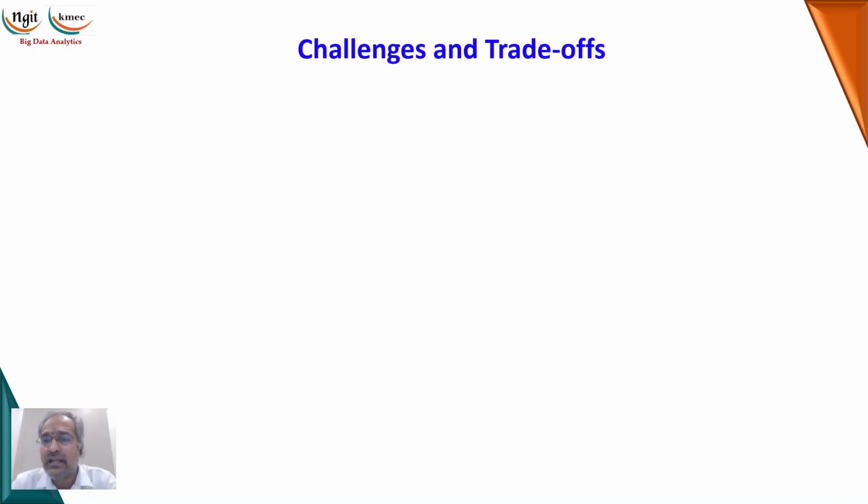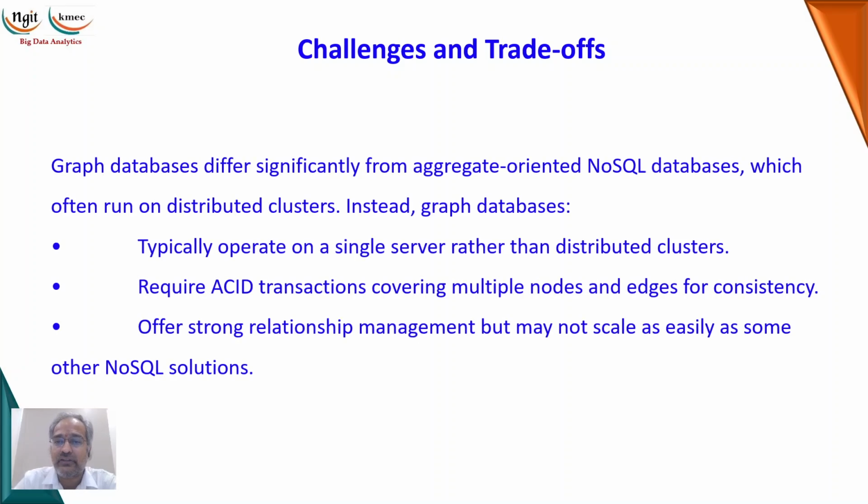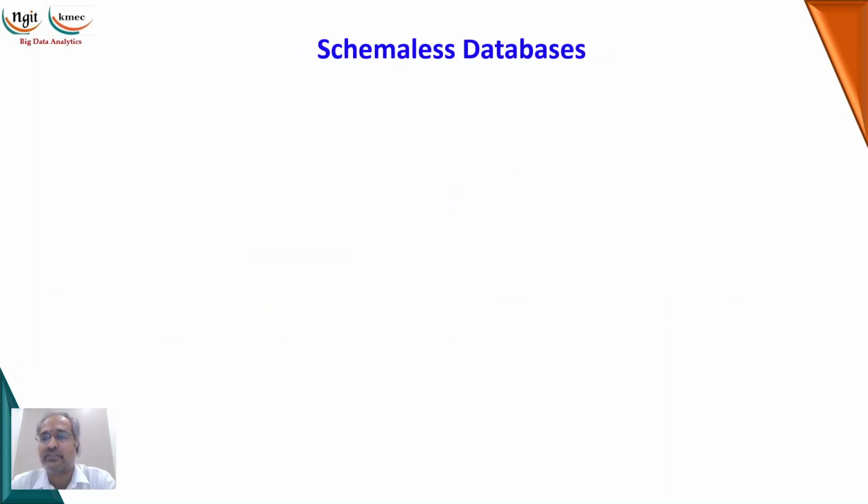So it is very easy. And challenges and trade-offs: these are the various challenges for graph databases. Typically, it has to operate on a single server rather than distributed clusters. Graph processing requires ACID transactions covering multiple nodes and edges for consistency, and it offers strong relationship management between the entities, but it may not scale as easily as some NoSQL solutions. So it is not an easy task to maintain this many relations.